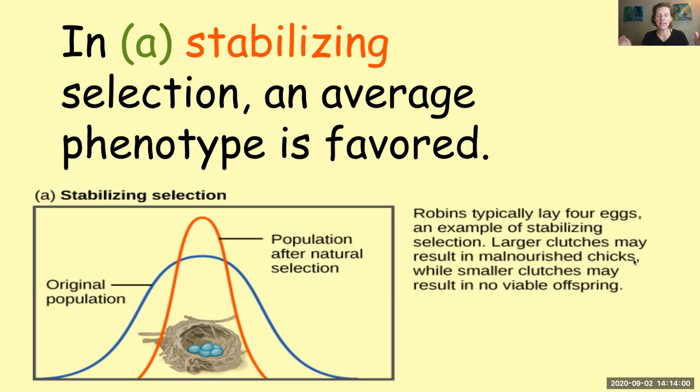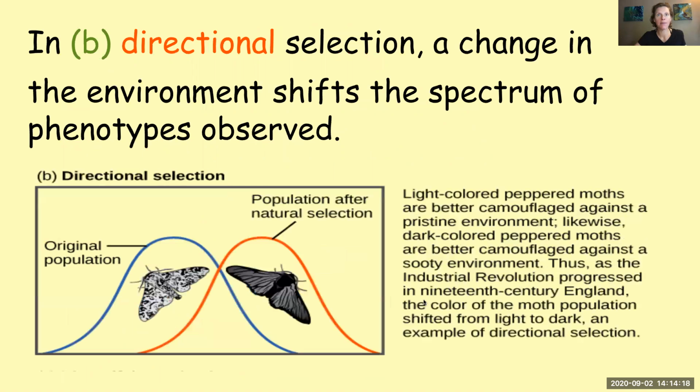So in the end, this is the example of stabilizing selection. The intermediate or middle phenotype is reinforced generation after generation after generation. So please know this example or another example of stabilizing selection for the quiz.